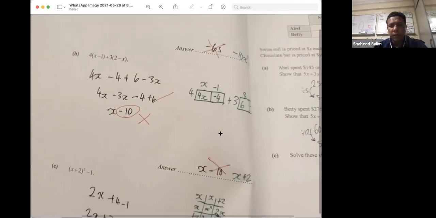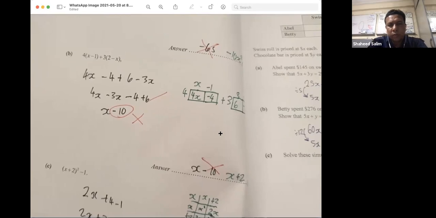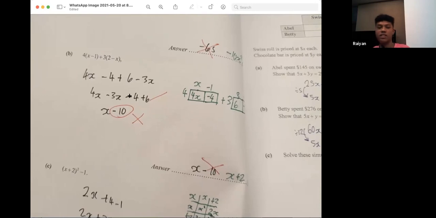So box method, let me see. Okay, let me see. X minus one plus. Okay, good. You can use your teacher's method, no problem. So that means, but this box, how to do it?